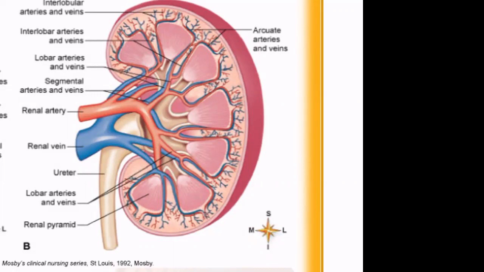You can see as the renal artery comes in, it branches off into smaller arteries, these lobar arteries, which then branch off into arcuate arteries, which then branch off into interlobular arteries. But I'm not going to make you responsible for knowing these small little vessels or what order they come in. I just want you to see how the artery comes in and branches off and branches off and branches off. Or as, of course, in the vein, they're coming together, coming together, coming together.